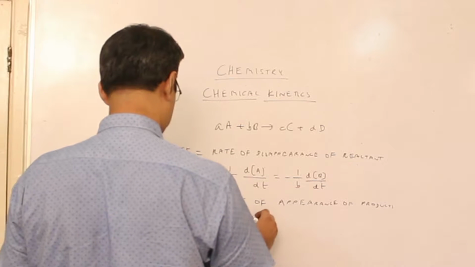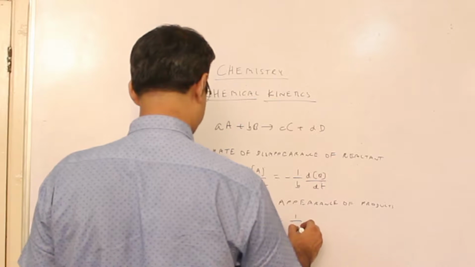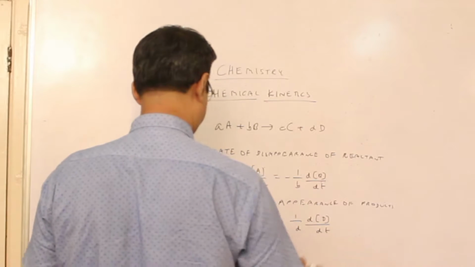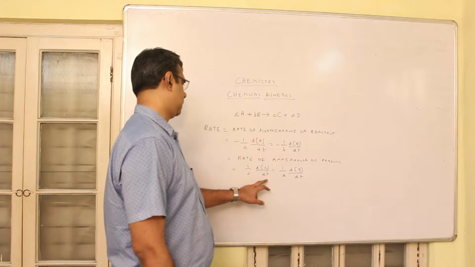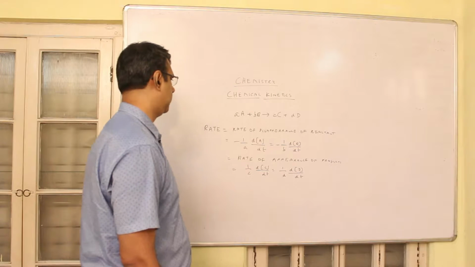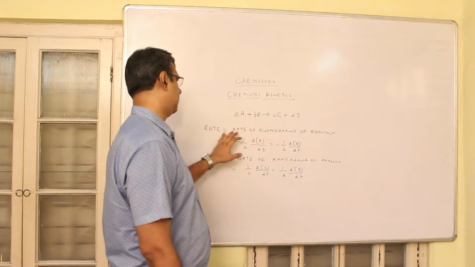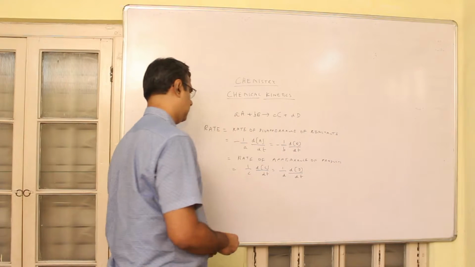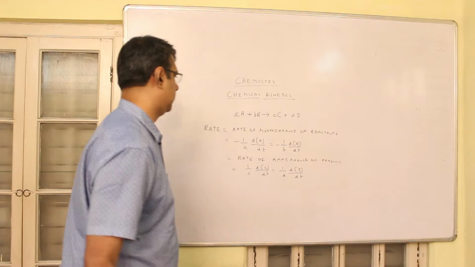So that is equal to 1 by small c d of concentration of C by dt or 1 by small d d of concentration of D by dt. So the rate of any reaction is either the rate of disappearance of reactants, or the rate of appearance of products. This is how we define the rate of a reaction.